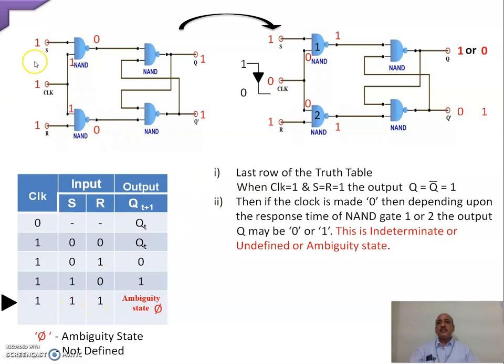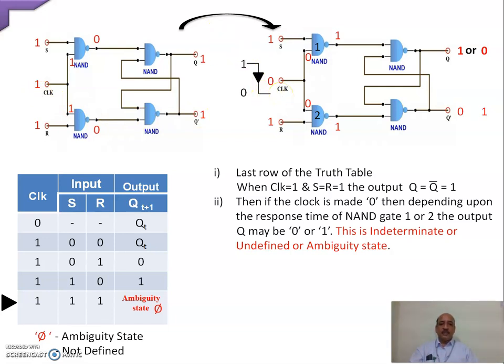Here, when S is equal to 1, R is equal to 1 and clock is 1. When both the inputs are high, the output is low. One of the input is low, therefore the output is high. One of the input is high, therefore the output is low. High. That is, both the outputs are trying to become 1, 1. Now, the clock which we have applied, that is 1, we make it 0.